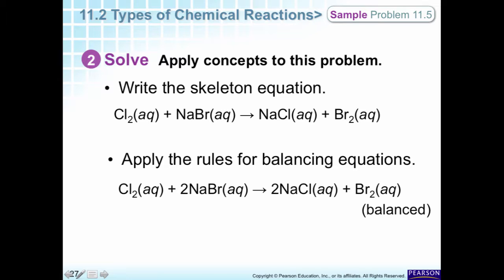So there, that is written once again. Then we just balance equations, and we see 2 chlorines here, we need 2 there. That means we have 2 sodiums here, so now we need 2 sodiums there. 2 bromines, it's balanced.